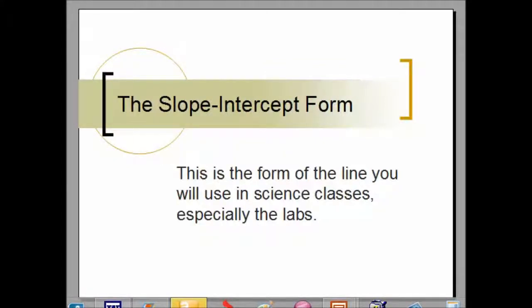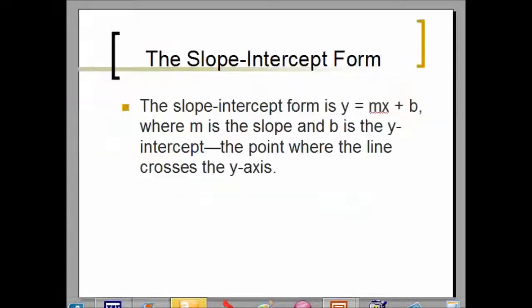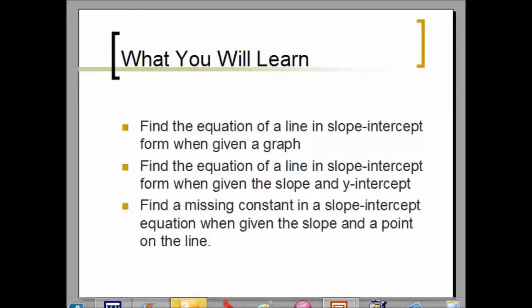This section is on the slope-intercept form for lines. This is the form of the line you will use in science classes, especially in science labs where you will be graphing the results of your research. The slope-intercept form is y equals mx plus b, where m is the slope and b is the y-intercept. Recall that the y-intercept is the point where the line crosses the y-axis.